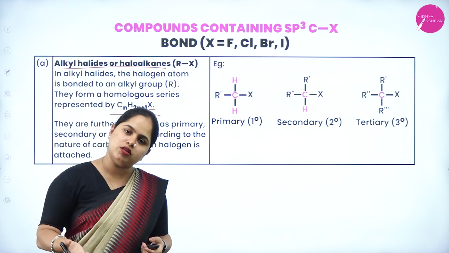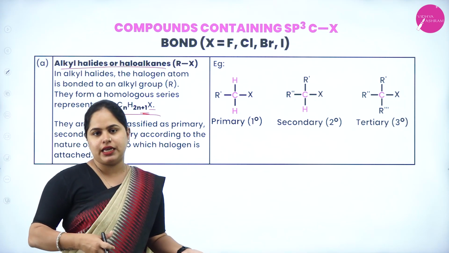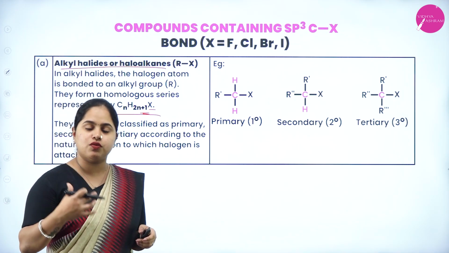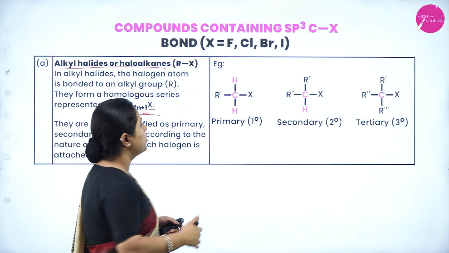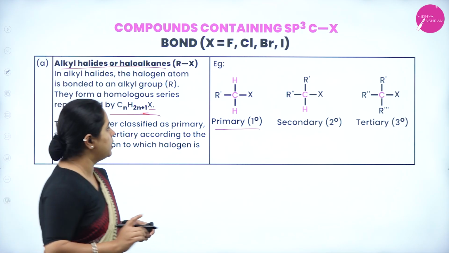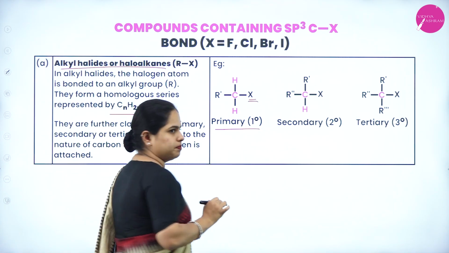That means the halogen atom is attached to an alkyl group. That alkyl group will contain, of course, a carbon atom which will be sp3 hybridized, right? So this is the first one, which is further classified into primary. What does primary mean? This is your halogen atom, right?